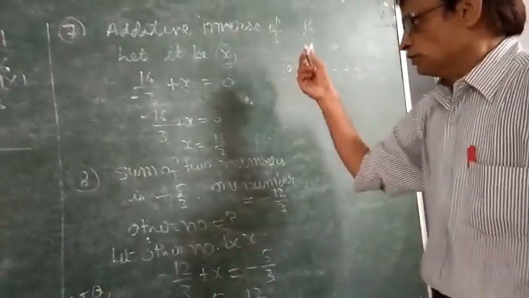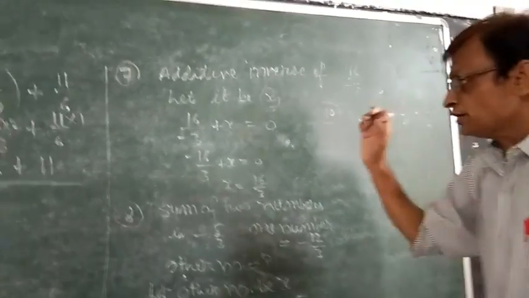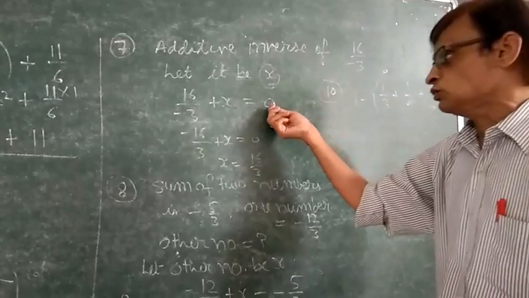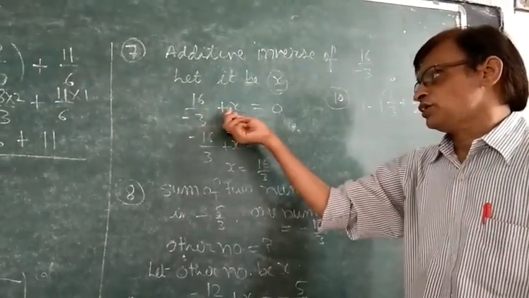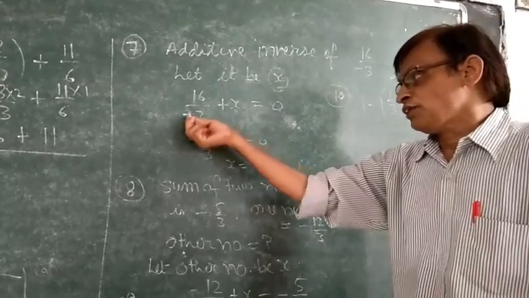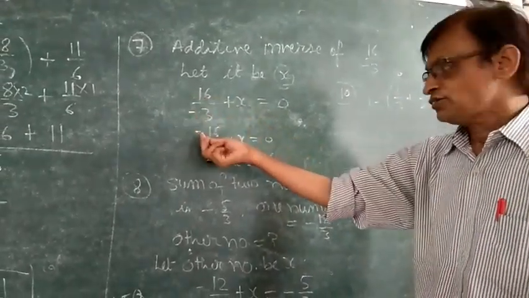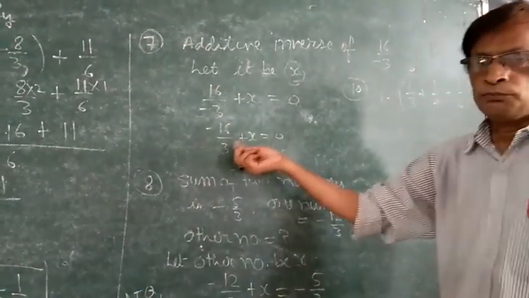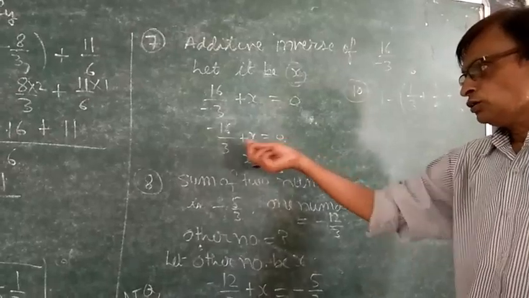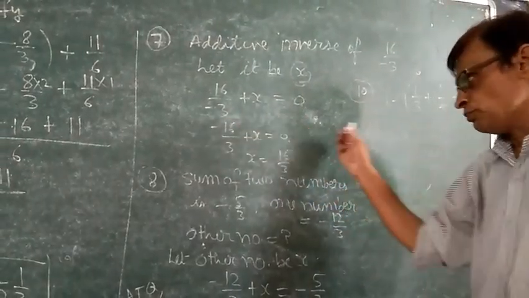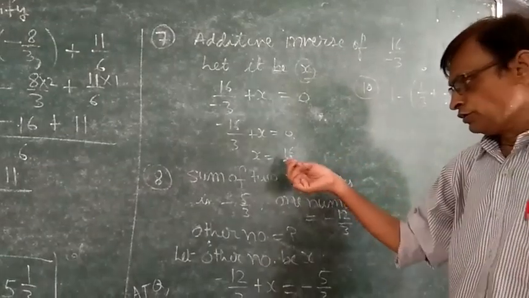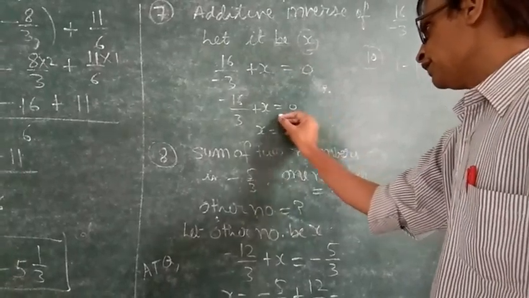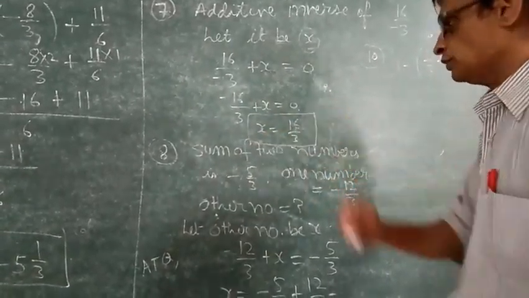The additive inverse is a number which, on adding to the same number, gives the answer 0. So this is 16 upon minus 3 plus x equals 0. The minus sign in the denominator we always take up to the numerator. So minus 16 upon 3 plus x equals 0. Solving, we bring minus 16 upon 3 to the right hand side, so it becomes positive. So the value of x will be 16 upon 3. This is your answer. This is the additive inverse of minus 16 upon 3.